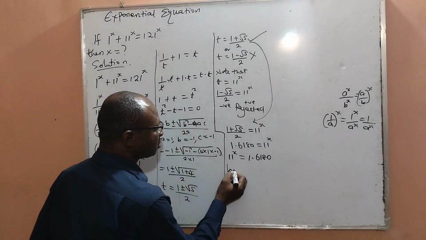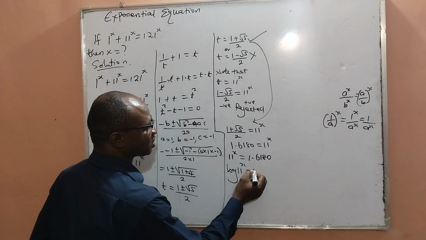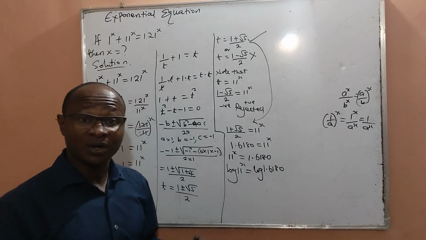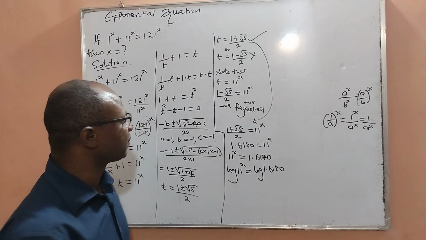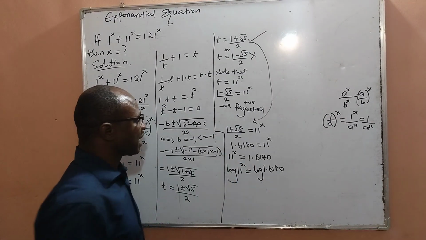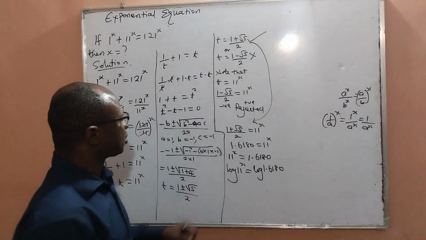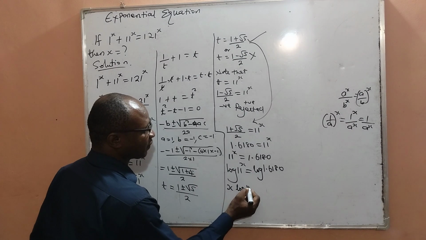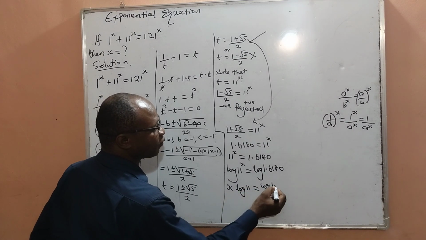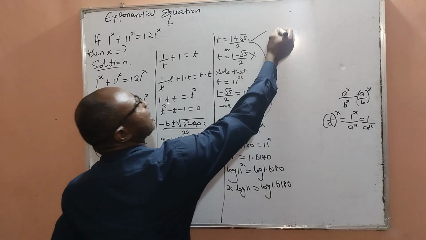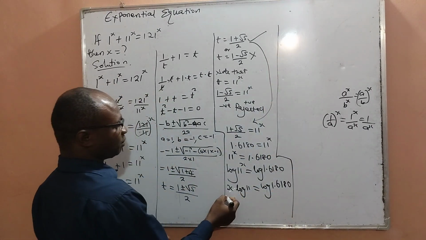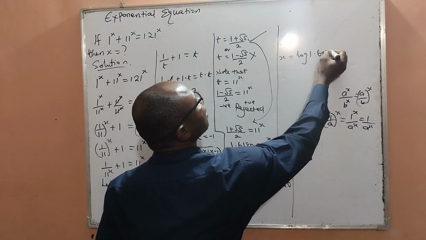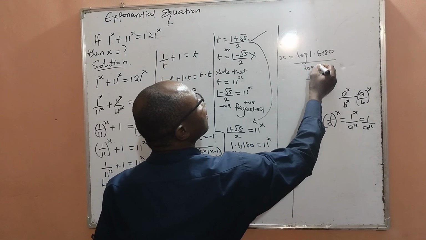The log of 11 to the power of x is equal to log of 1.6180. Taking logarithms to both sides of the equation in order to find the value of x. At this point, I will apply the exponential law in logarithms, meaning this x will come to the front to give me x times the log of 11 equal to the log of 1.6180. Moving forward, this is now going to be x equal to the log of 1.6180 divided by the log of 11.